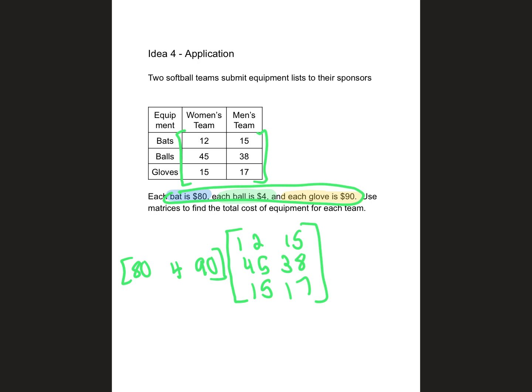And notice it does matter the order that you put them. If you had put the 80, 4, 90 over on the right side of that other matrix, it would not have been able to be multiplied. So this one is a 1 by 3, this is a 3 by 2. Your resulting matrix should be a 1 by 2. And that basically, your 1 by 2 is going to be your total equipment cost for women and men.